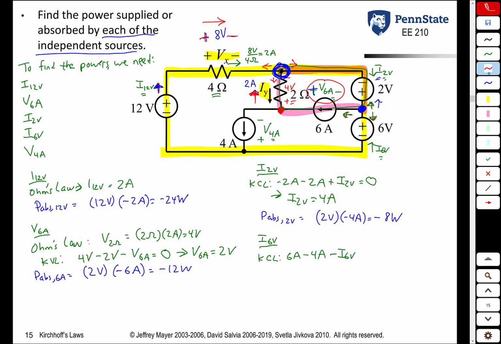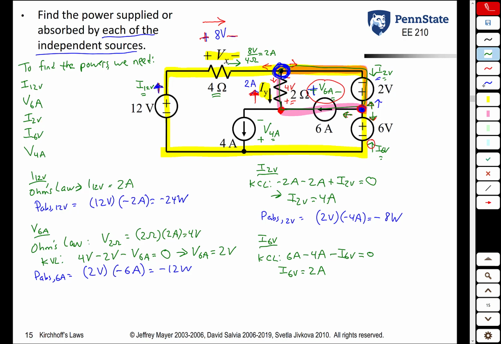Why negative? Because our variable as we defined it had the arrow going up, so we hit the arrowhead first. So summing the currents leaving this node here, we get 6 minus 4 minus I sub 6 volts. That has to be 0. So this variable we just defined, I sub 6 volts, is 6 minus 4, or 2 amps.